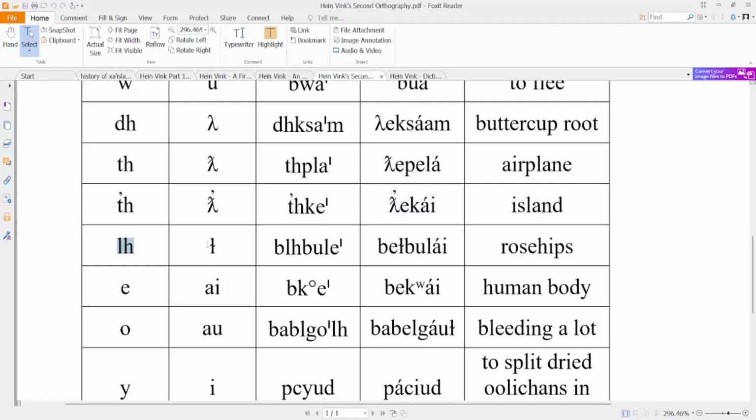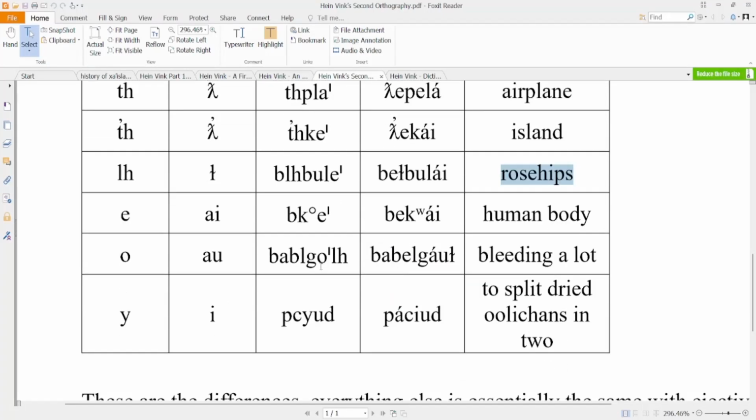Then we have LH, which is now represented by the tilde L, and this is bathbule. That's Hein Vink's second orthography spelling. This is the hybrid orthography spelling, and bathbule means rose hips. Next we have E, which is represented by the letters AI now, and this is bakwe. That's HV2. This is the hybrid equivalent, and bakwe means human body.